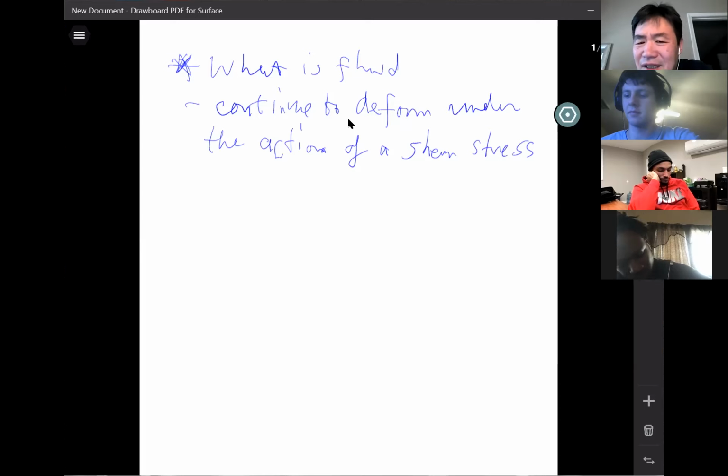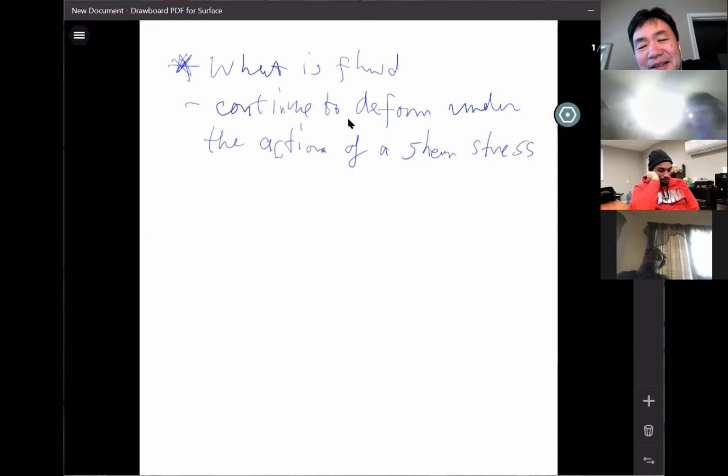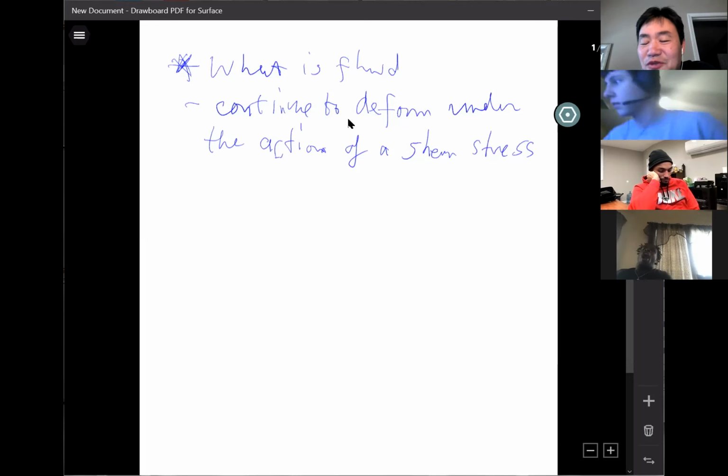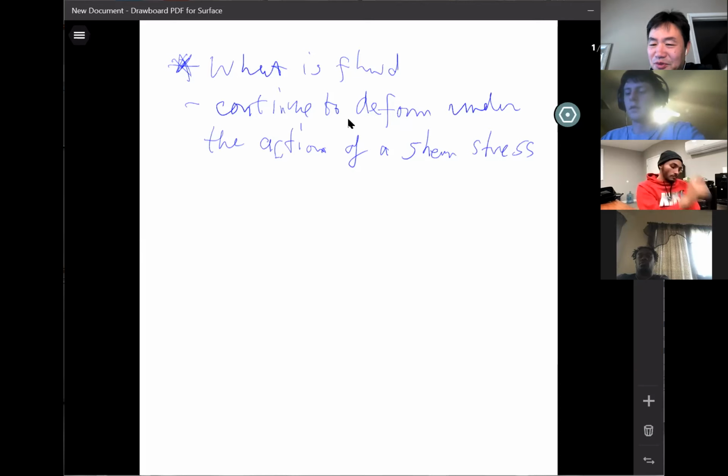Shear stress is a force per area, representing a force. So you have to have a force. I just want to translate this sentence: under the action of a shear force, shear stress, it continues to deform. Does that make sense? Deform means changing shape, right? So I said a pendulum moves. Is a pendulum a fluid?